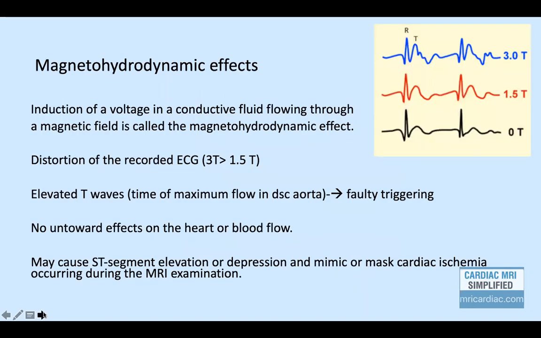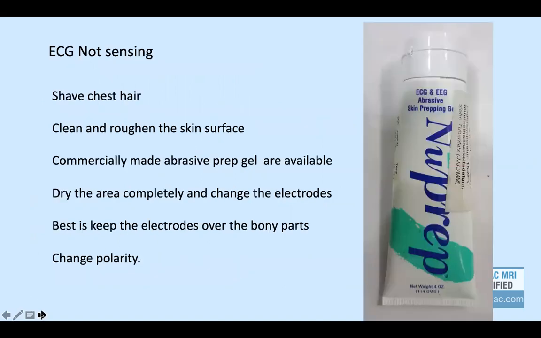It is important to understand that the ECG obtained during MRI is always distorted, more so at 3 Tesla. It can have elevated T waves or some amount of ST segment elevation or depression. This ECG is not to be used for diagnostic purposes, and this happens because of the magnetic field effect on descending aorta flow. It is also called the magnetohydrodynamic effect. Adequate ECG is essential for a good quality CMR.